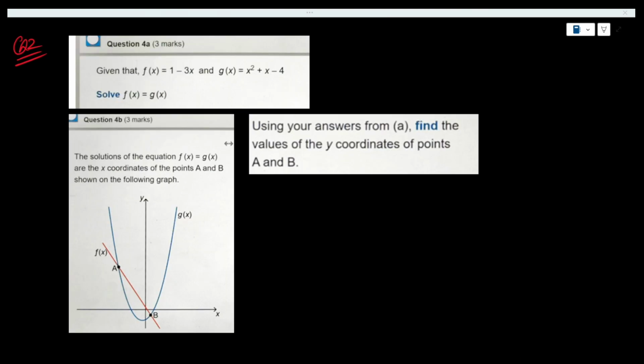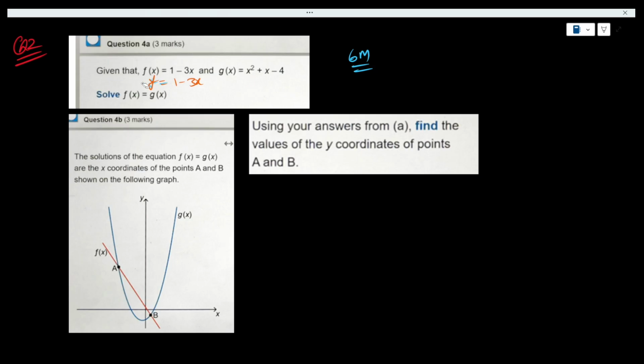Now this is your next question here. If you see, it's given in function form. The total weightage here is 6 marks, right? What is given here? f of x is 1 minus 3x. This one we can also write as y equals 1 minus 3x, because a function can be written as f of x or y equals 1 minus 3x. Here again, g of x is equal to, this is another one, x square plus x minus 4.